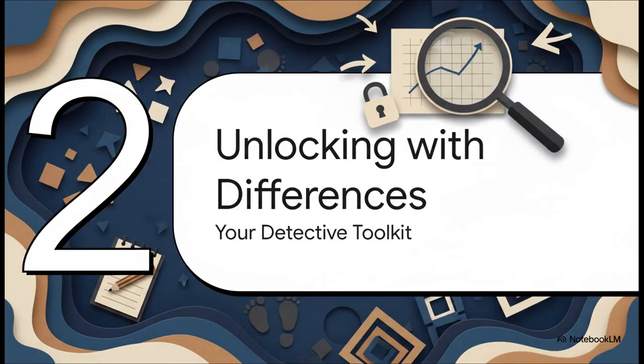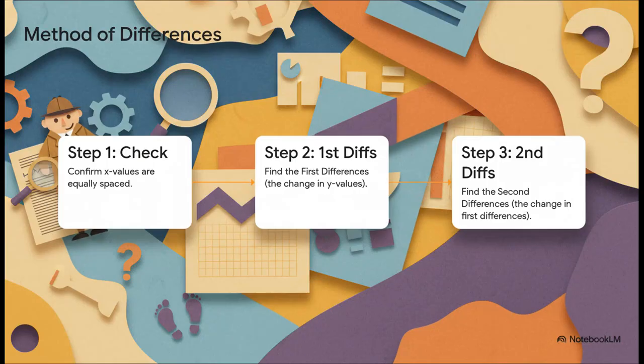Okay, so to analyze those gaps, we're going to use this really cool technique called the method of differences. Think of this as the number one tool in our detective kit. It's specifically designed to expose the true identity of a hidden pattern. And the best part? It's a pretty straightforward 3-step process. First, and this is super important, we gotta make sure our X values are all equally spaced out. That's a must. Then we find the first differences. That's just the change in our Y values. And finally, we dig one level deeper to find the second differences, which is the change in those first changes. It's this systematic approach that's gonna crack the case for us.